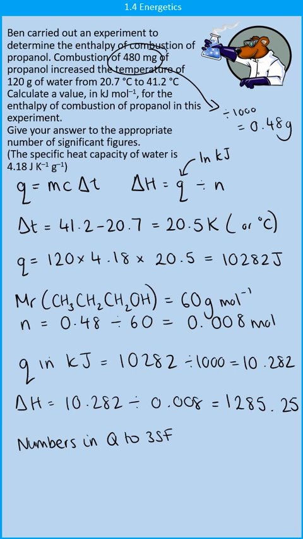So I'm going to look at my data in the question. I've got 480, I've got 120, and I've got the specific heat capacity, and I've also got the temperatures, and all of those are 3 significant figures. So therefore, I'm going to give my answer to 3 significant figures. So the first 3 we look at there, that's what's going to be left, then we look at the 4th one, and the 4th one is the one that's going to tell us whether to round up or down. Here it's 5, so we round up, so we get 1,290 kilojoules per mole.